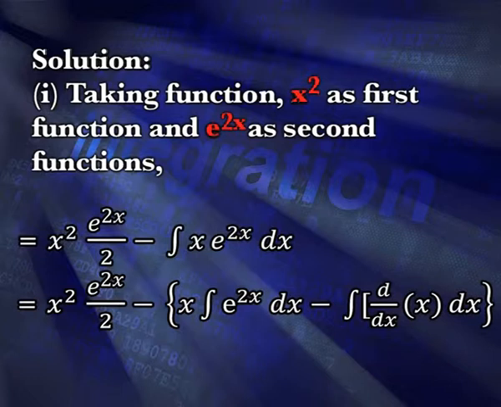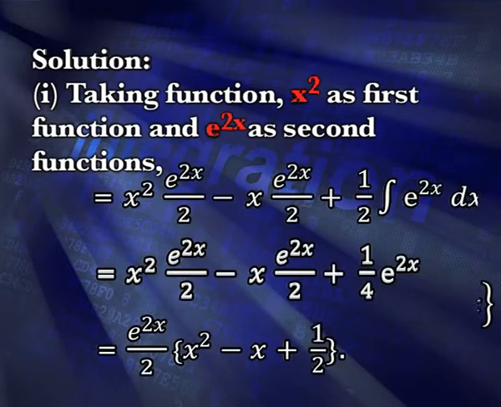This is equal to x square e to the power 2x by 2 minus, the whole thing in bracket, x times integration of e to the power 2x dx minus integration of d by dx of x times integration of e to the power 2x dx, and the whole thing is integrated. So this is equal to x square times e to the power 2x by 2 minus x times e to the power 2x by 2 plus 1 by 2 times integration of e to the power 2x dx.